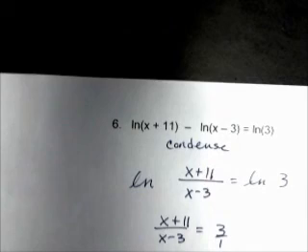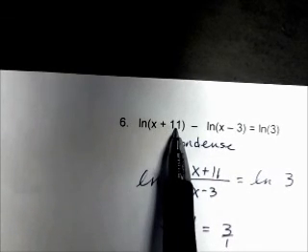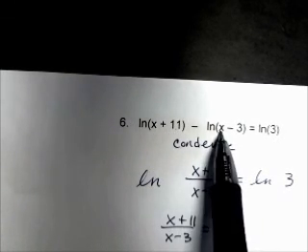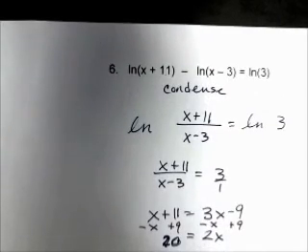If we take 10 and go back, 10 plus 11 is 21. Okay, there. 10 minus 3 is 7. Okay, there.